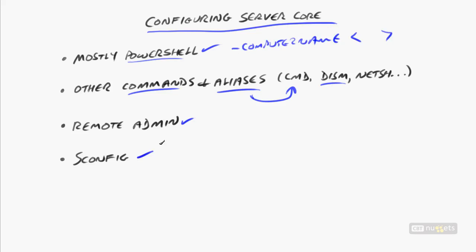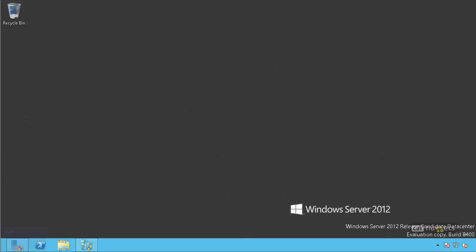And then you can also use something like sconfig, which I really like. It actually debuted with Server 2008 R2, and it's a great way to configure core machines. Let's go ahead and take a look here, first of all, though, at a little bit of background on how I'm going to show this to you.